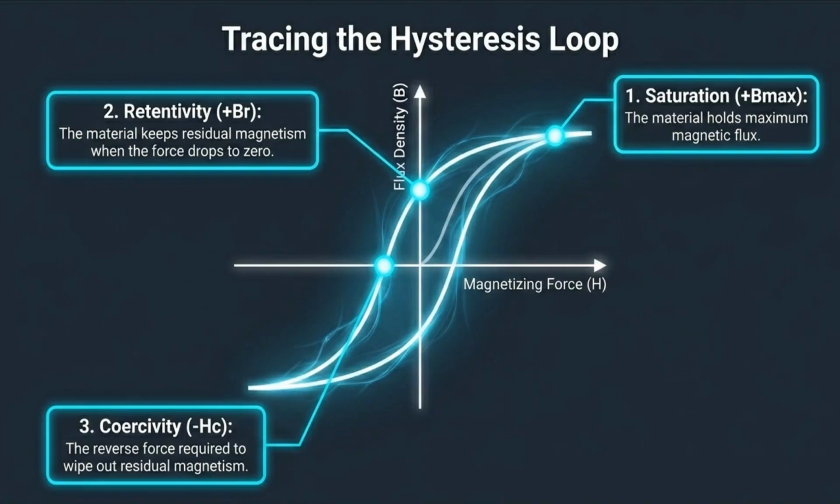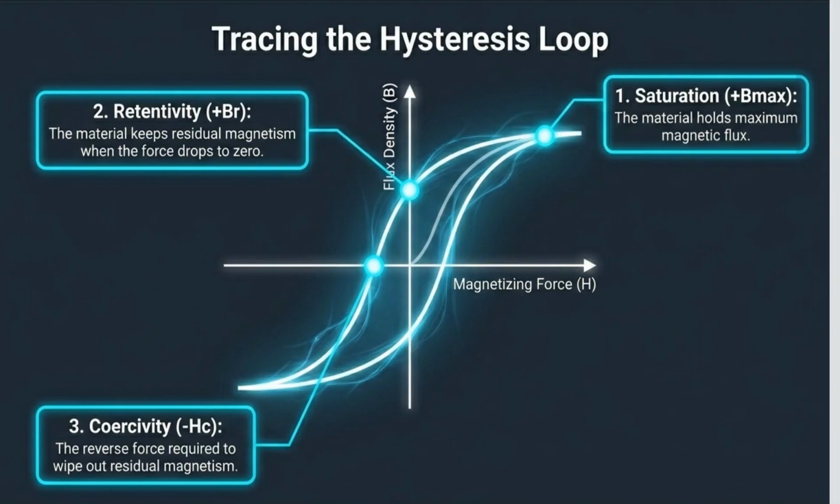Tracing the hysteresis loop helps define three critical points. Saturation, or Bmax, is when the material holds maximum magnetic flux. Retentivity, or Br, is the residual magnetism when the force drops to zero. Coercivity, or Hc, is the reverse force required to wipe out residual magnetism.